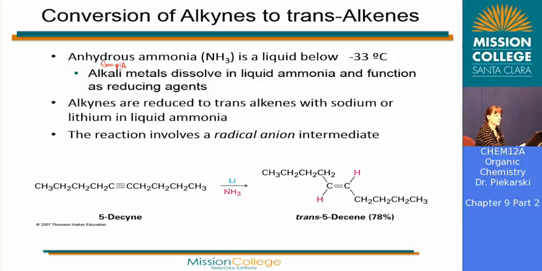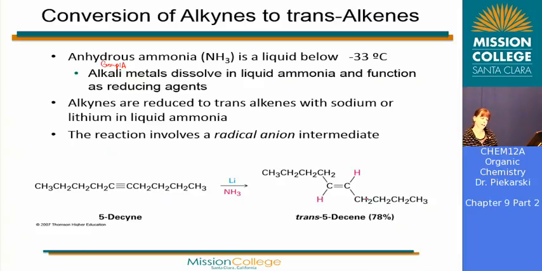In many cases we see lithium as our group 1A metal. You may see sodium. It just has to be a group 1A metal that's willing to donate an electron. And alkynes are reduced to the trans alkenes, like I said, with sodium or lithium and liquid ammonia. This reaction mechanism involves a radical anion intermediate, which sounds really crazy, and it is. I'm going to show you the mechanism on the next slide. But for right now, you can just see how we can go from this 5-decyne to a trans 5-decene.